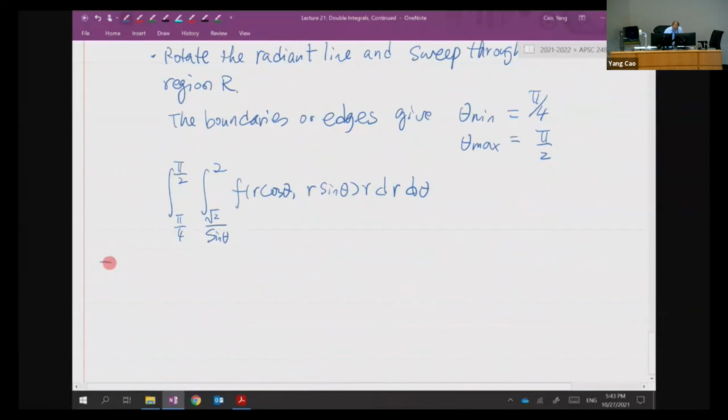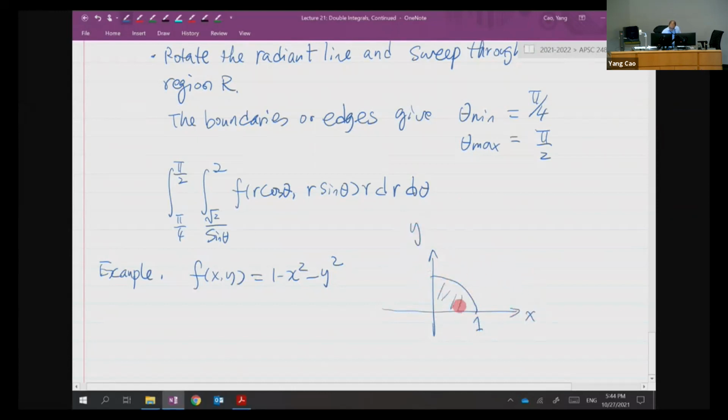So let's go back to our example. Remember the example we didn't really solve, right? Using Cartesian coordinates. Okay, so let's solve the question. The function is 1 minus x squared minus y squared. And the region R is that quarter circle with a unit radius. This is your region R here.